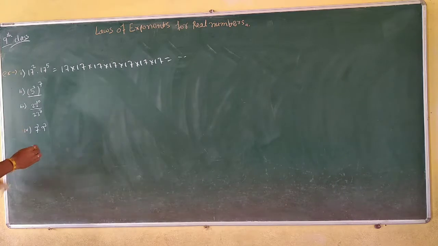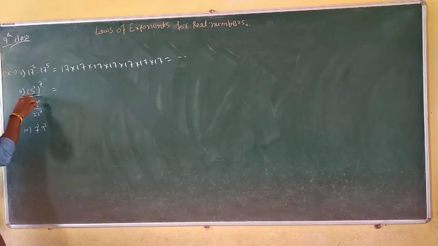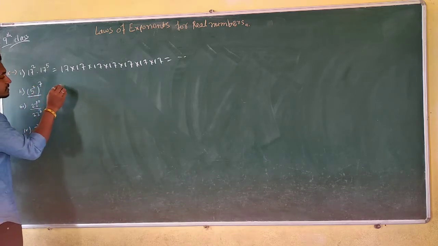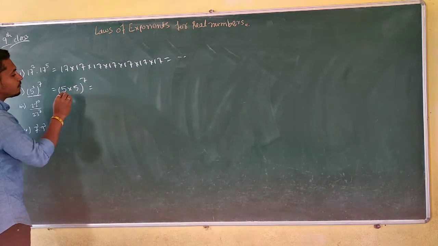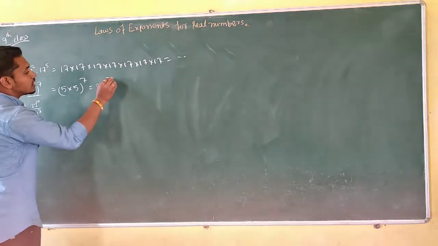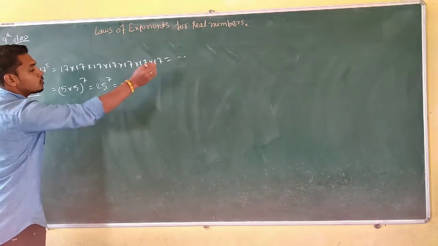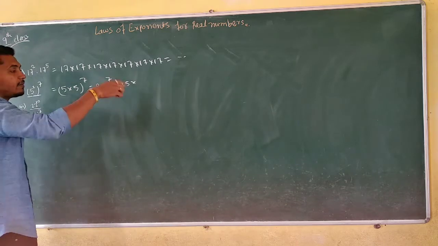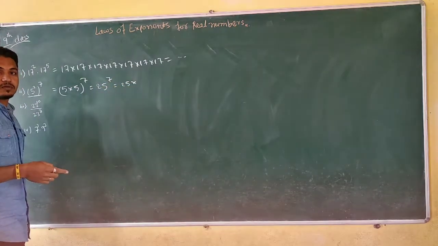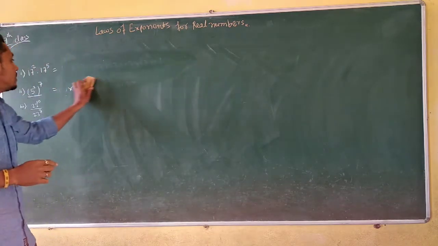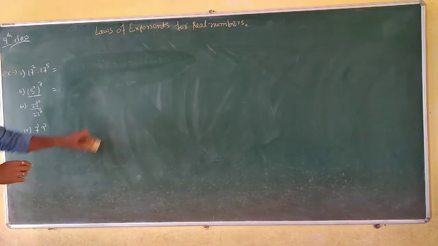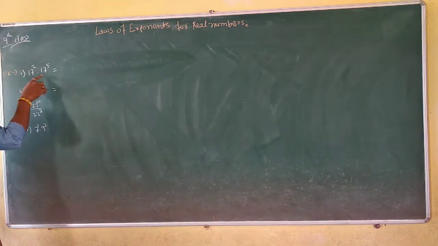Then 5 square whole raised to 7. How do we solve it? This is the usual form: 5 into 5 whole raised to 7 is equal to 5 into 5, 25 raised to 7, which is 25 multiplied 7 times. Is it right? But by using the laws of exponents, you can solve very easily. How? See here.